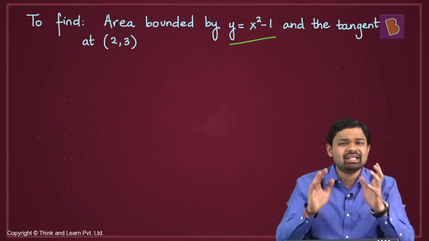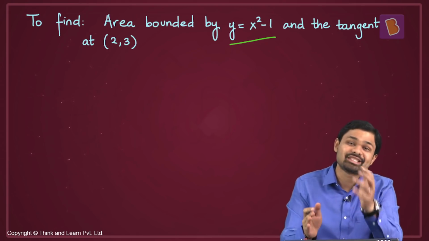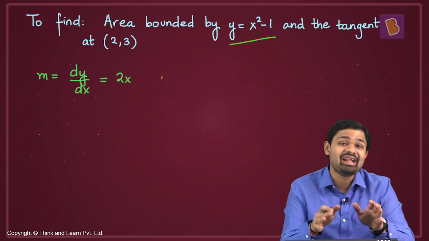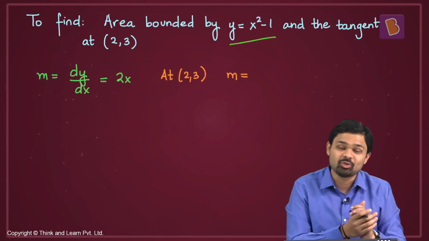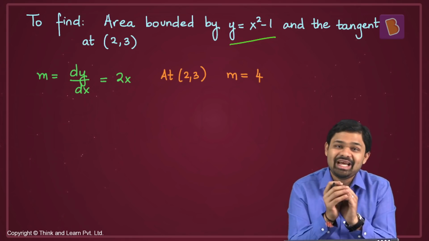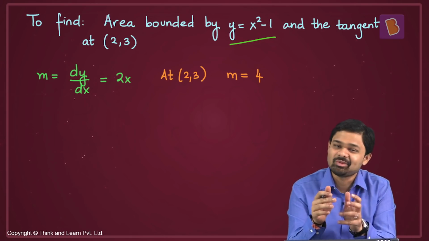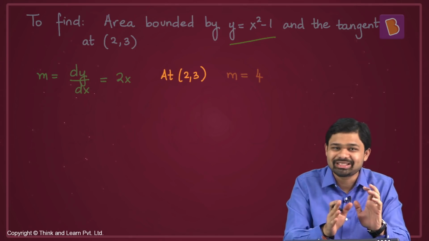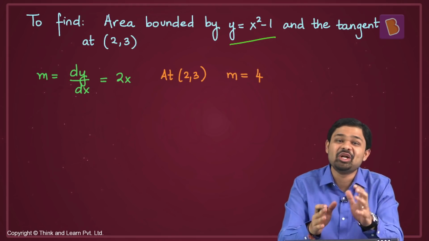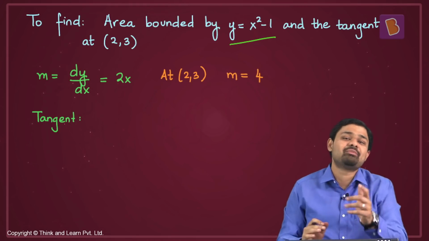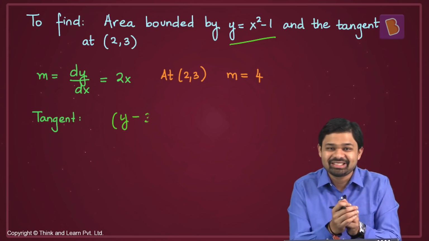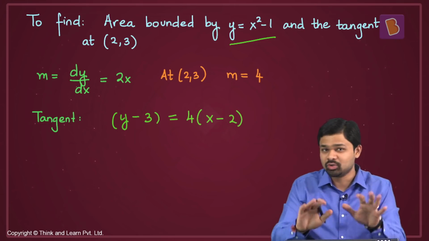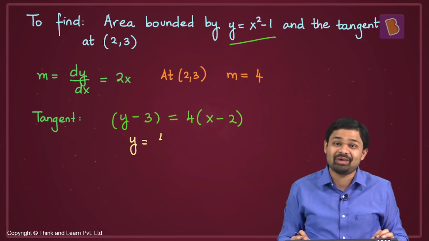So how do you go about this? The first thing that we do is find out the slope of the tangent using differentiation. So dy by dx turns out to be 2x and at (2, 3) the value of 2x is equal to 4. So the slope of the tangent at (2, 3) to the parabola is equal to 4. So I know the slope of the tangent, I know the point through which the tangent passes. Now it's very trivial to find out the equation of this tangent. I'm going to use the point slope form. y minus 3 is equal to the slope 4 times x minus the x coordinate which is equal to 2. Simplify it and you get y is equal to 4x minus 5.